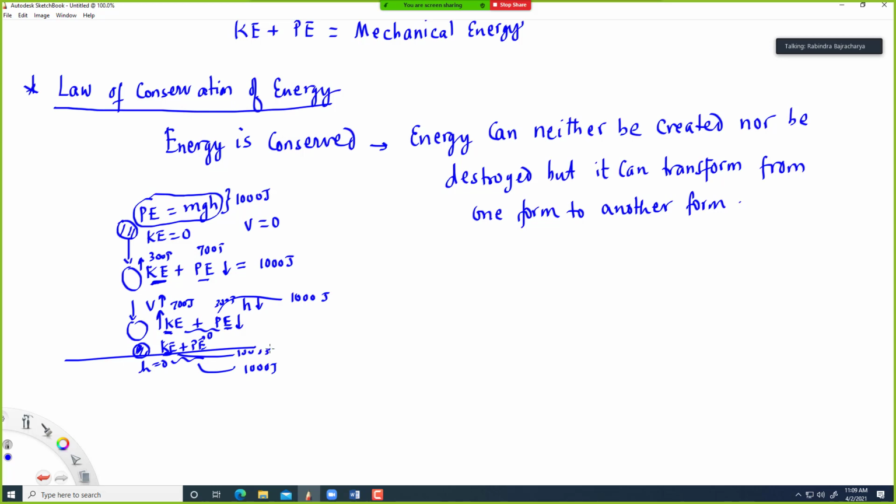Okay, so that's what this means. You cannot create or destroy energy, but you can simply transform from one form to another form. So this thing is called conservation of energy.